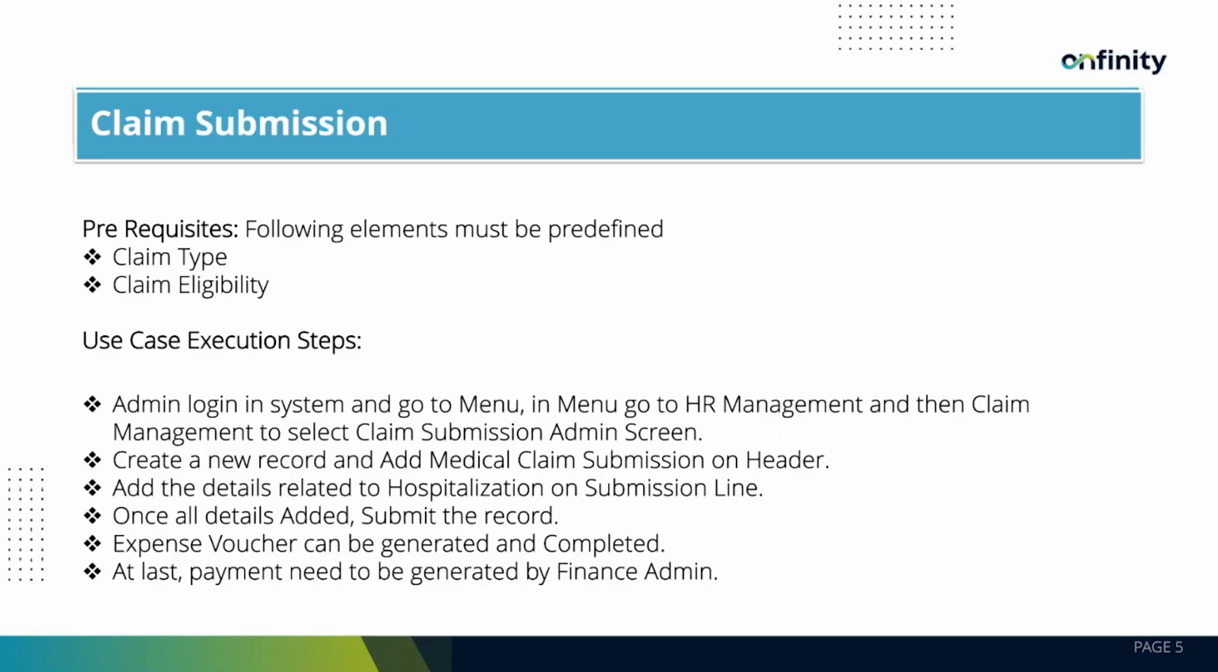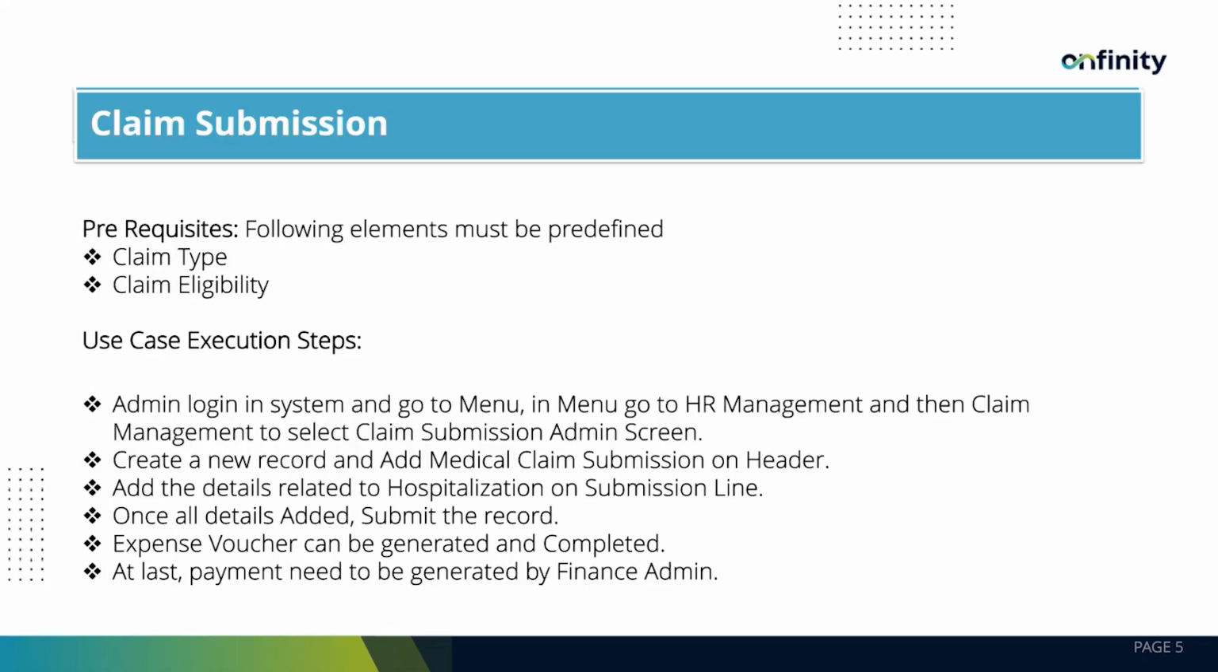Now let's move on to the use case execution. Before executing the use case, there are two prerequisites that must be configured in the system. Claim type is a prerequisite. Claim eligibility is also a prerequisite. Both claim type and claim eligibility must be predefined to proceed with the submission process.